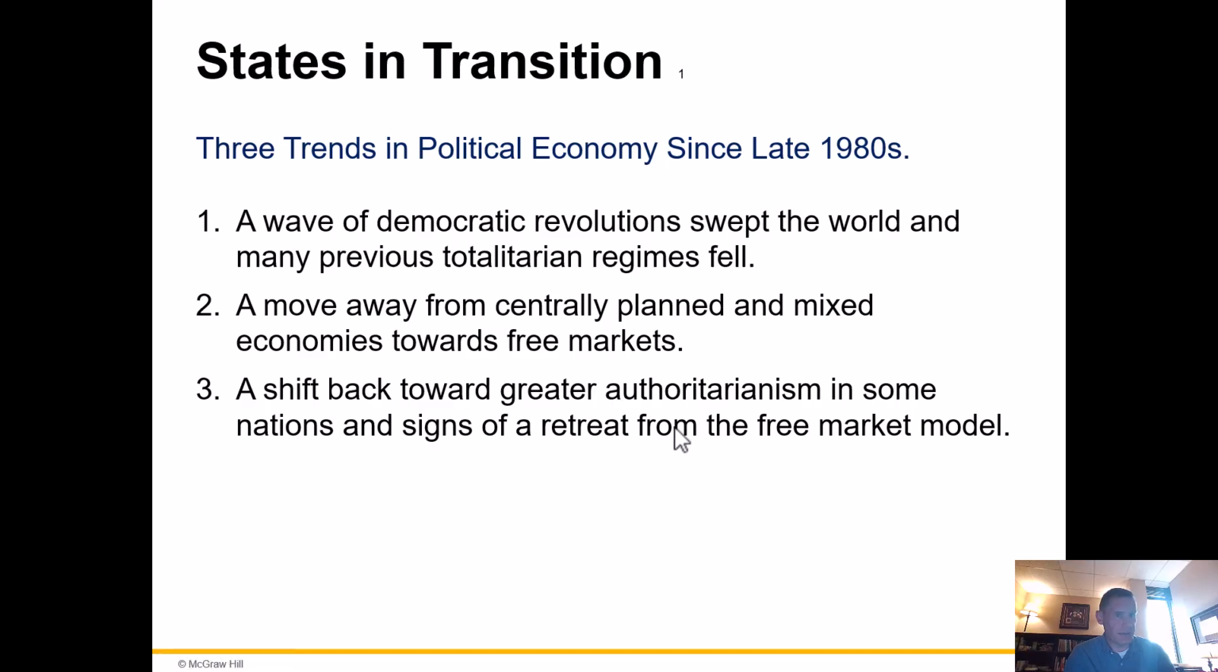So with regard to states in transition, three trends in political economy since the late 80s. The first is a wave of democratic revolutions that have swept the world and many previous totalitarian regimes fell. Number two, a move away from centrally planned and mixed economies towards free markets. And number three, a shift back toward greater authoritarianism in some nations and signs of a retreat from the free market model. So it's almost like some nations are advancing and some are almost moving backwards.